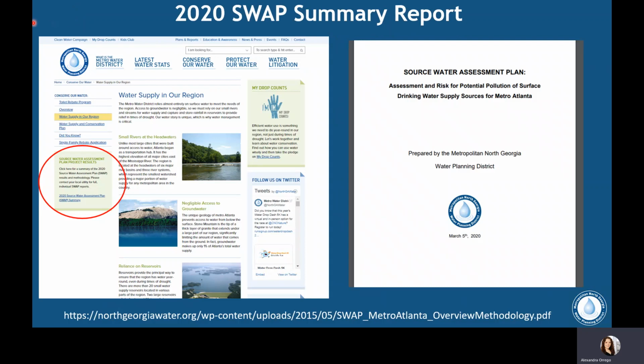If you would like to find the summary report of the results and the methods for the 2020 SWAP update, you can go to northgeorgiawater.org, click on Conserve Our Water, then click on Water Supply in Our Region, and it's located right here. So if you click right here, it'll take you to that report. We also have a link here for anyone's convenience.